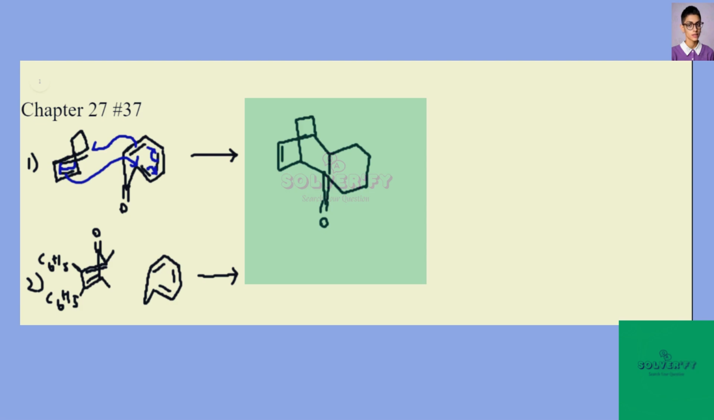Okay, so we have 3 pi bonds reacting with 2 pi bonds. And so what we actually have here is a 6 plus 4 cycloaddition, because remember, each pi bond is going to have 2 electrons in it. So 6 plus 4 cycloaddition would be the type of cycloaddition.